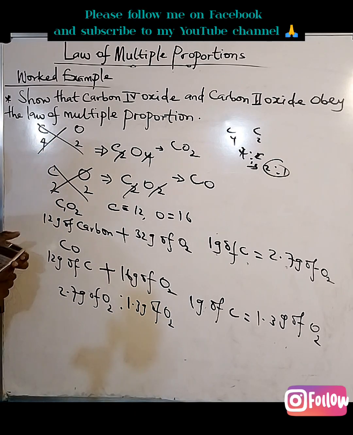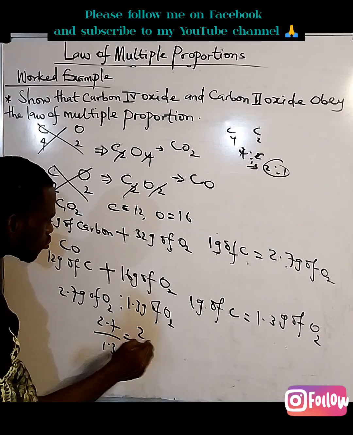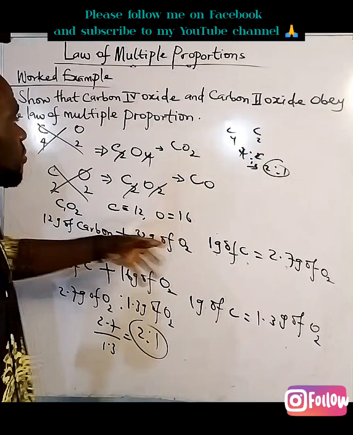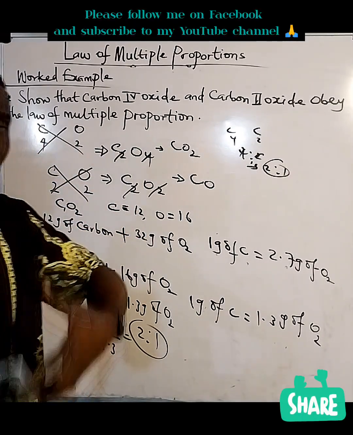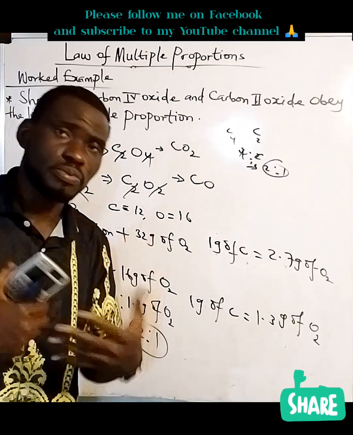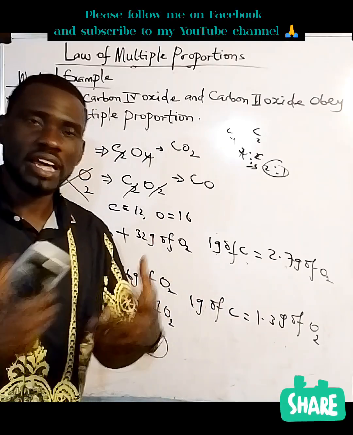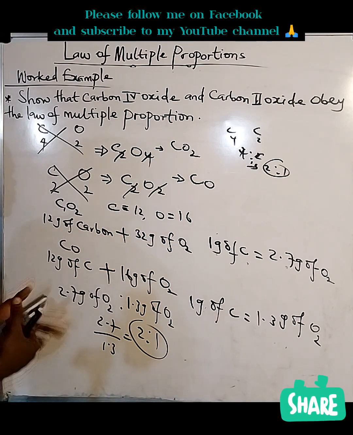So when we have a ratio of this, 2.7 divided by 1.3, what do we have? We have 2.7 over 1.3. We end up having 2 to 1. This is what Dalton is talking about. As simple as that. So when the various masses of the various atoms of a given element, as we talk about an element with multiple oxidation numbers, combine with the fixed mass of another element, such as oxygen, oxygen is just constant. Oxygen is 16. There's nothing like oxygen 4, oxygen whatever.